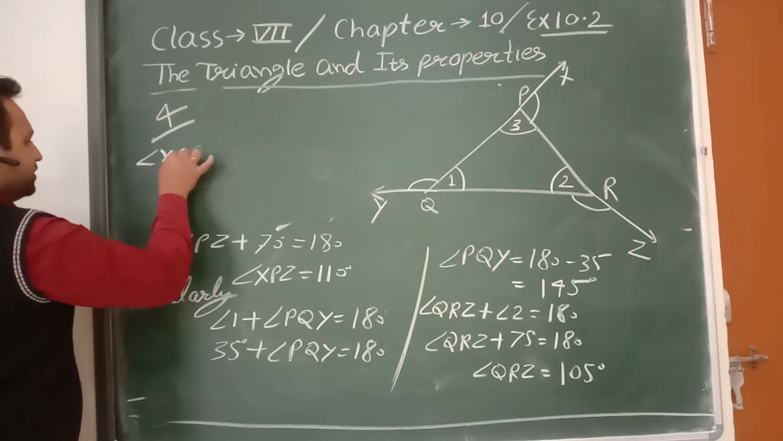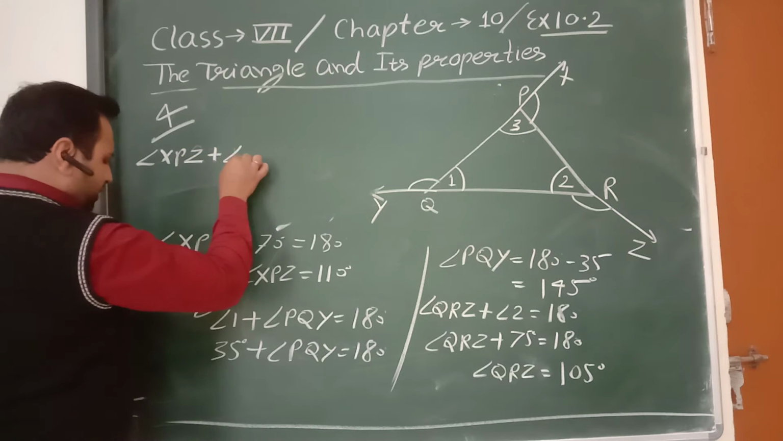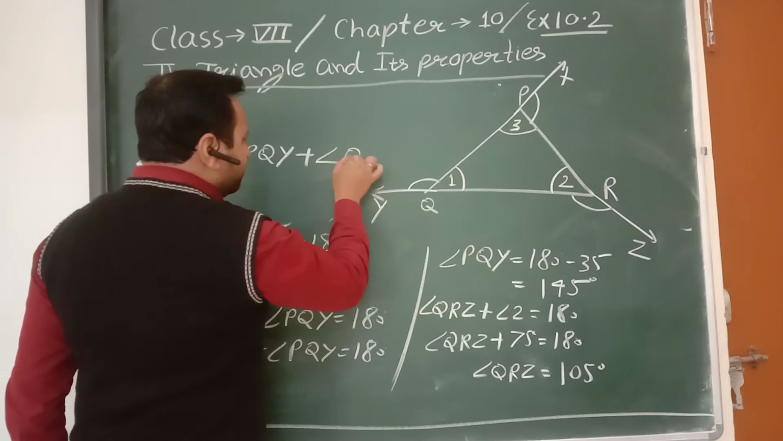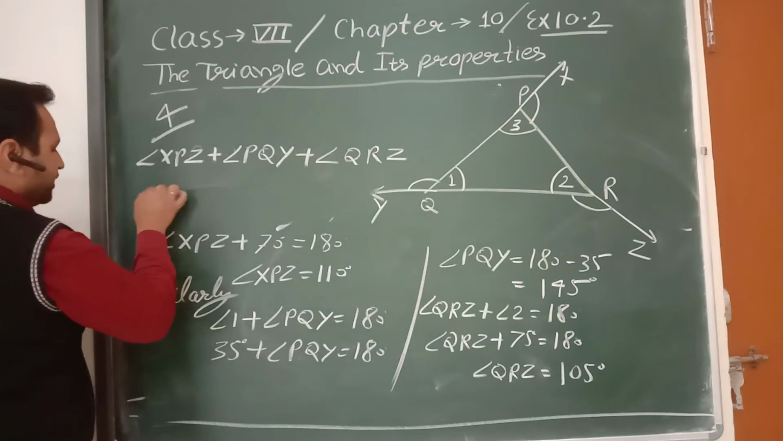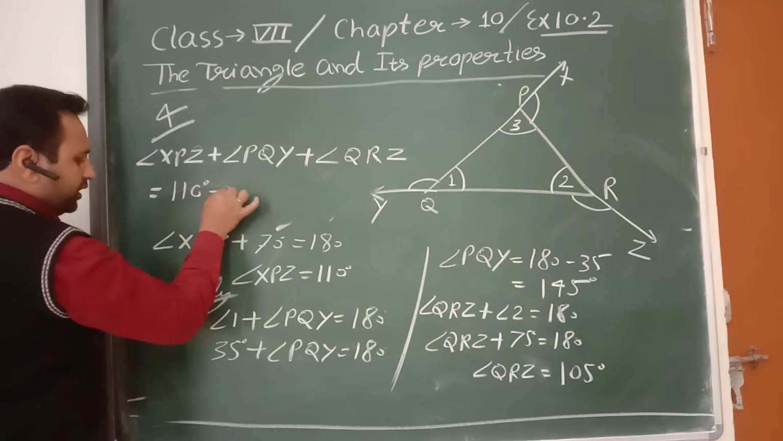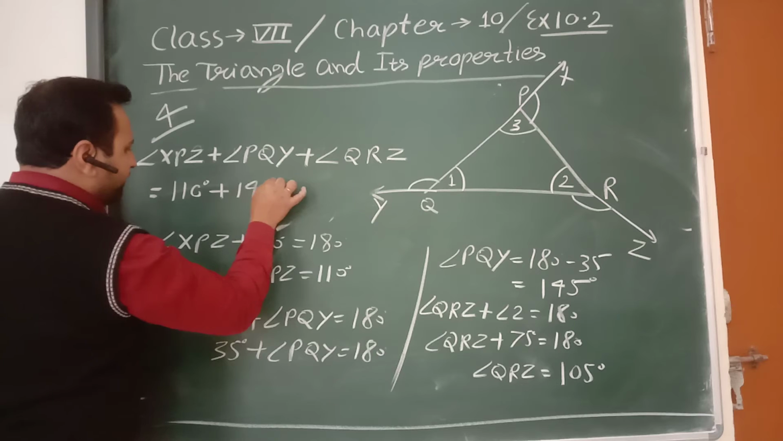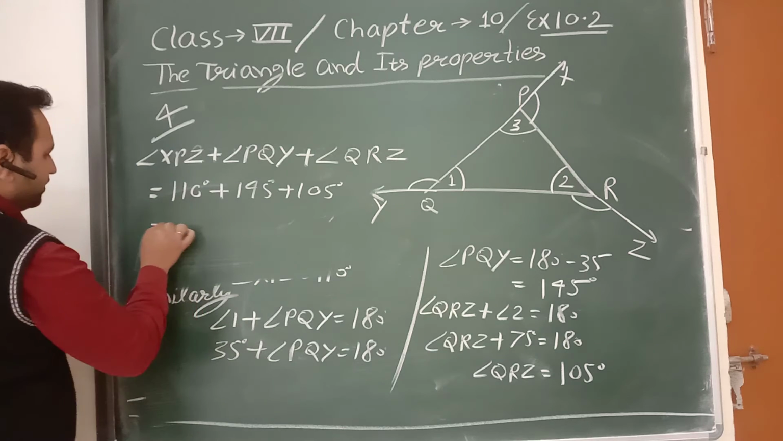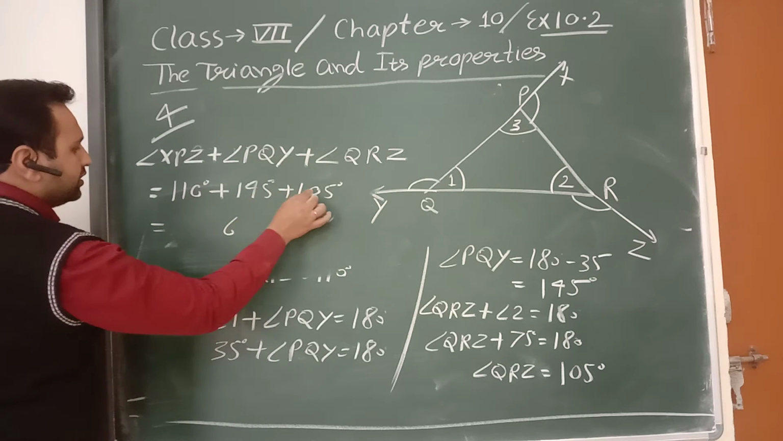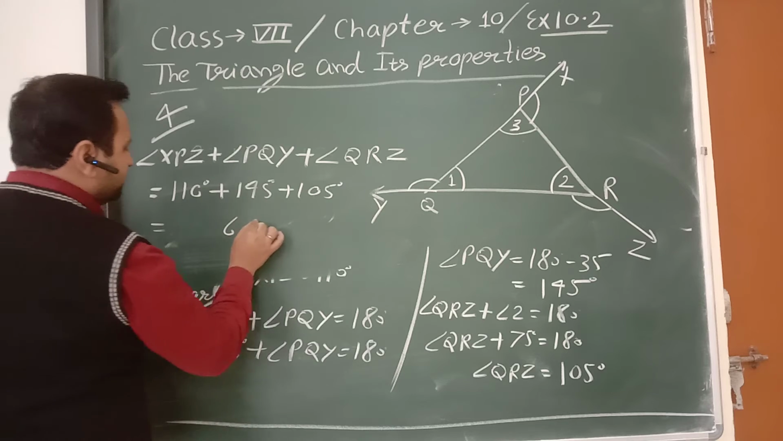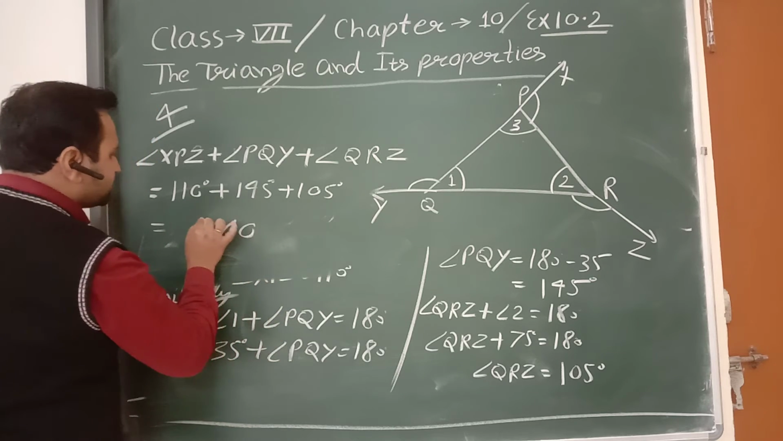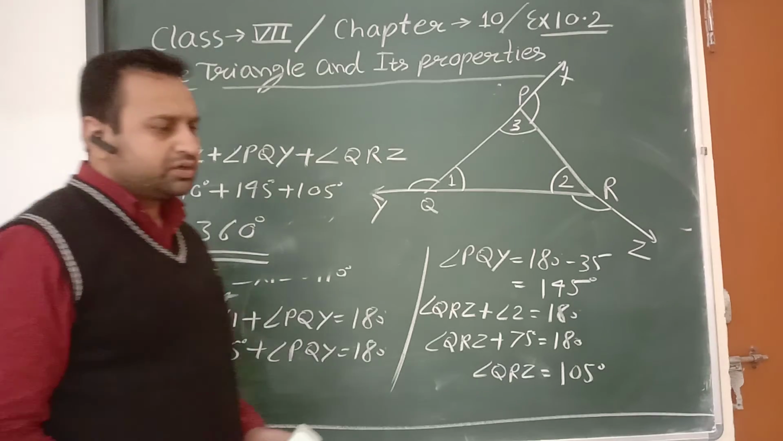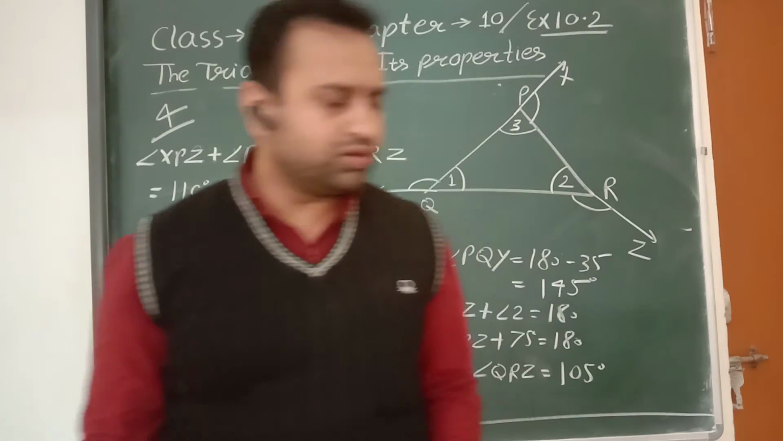That is, angle XPZ plus angle PQY plus angle QRZ: 110 degrees plus 145 degrees plus 105 degrees is 360 degrees. So I hope question number 4 is clear. Just note down.